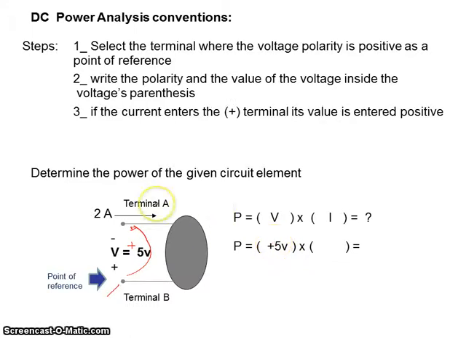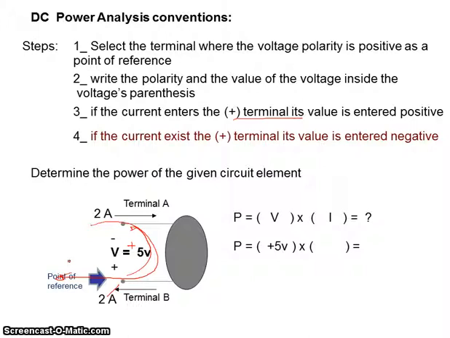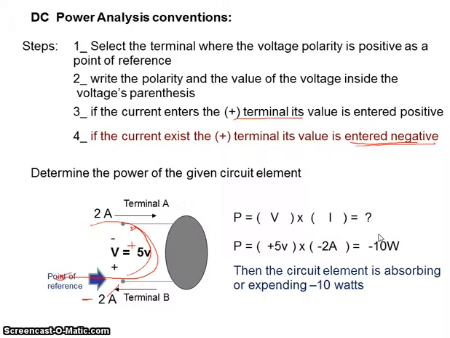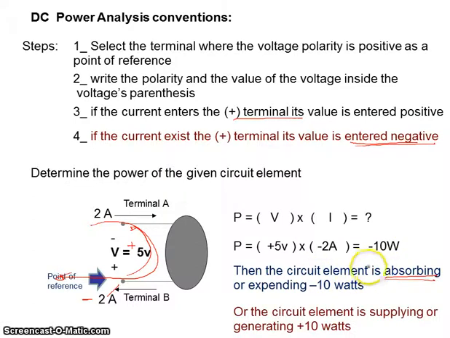Now we need to determine the sign of the current. If the current enters the positive terminal, let's check, it does not. It actually exits the positive terminal. Then the rule says that if the current exits the terminal with a positive polarity, then the value of the current needs to be entered negative, and so that will be plus 5 times minus 2, which gives us minus 10 watts. If I express this as power being absorbed, this will be minus 10 watts being absorbed. Or if I express this as power being supplied, this will be plus 10 watts of power being supplied.